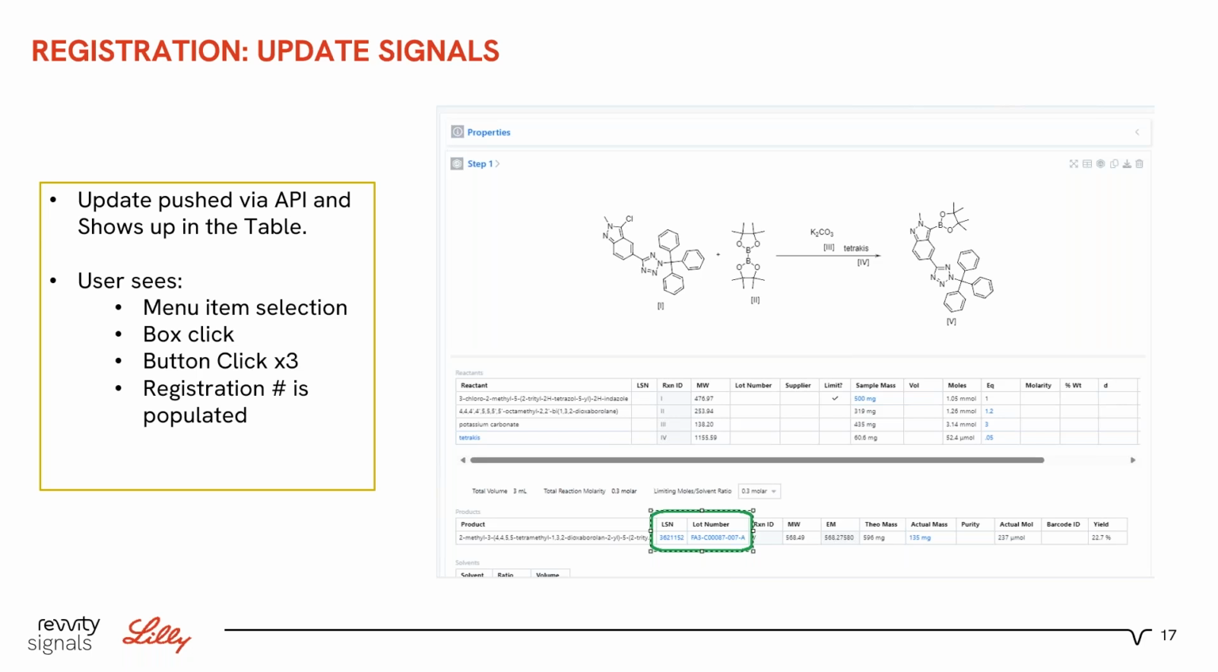So basically the user sees they make an item selection in the menu, they click a box, they click a few buttons, and then when they come back here, the registration number is populated. So we tried to make it as simple for the users as possible while still being useful. Next page, please.